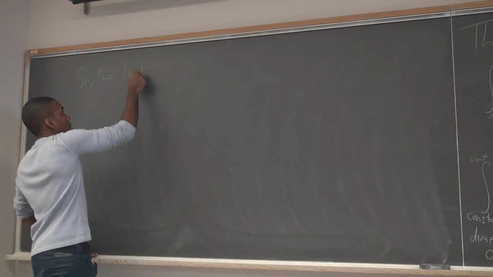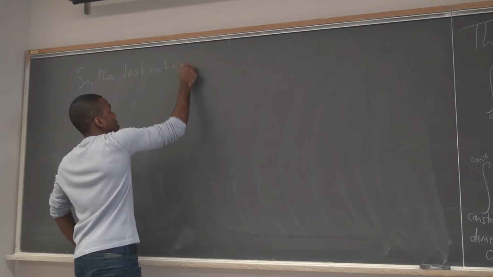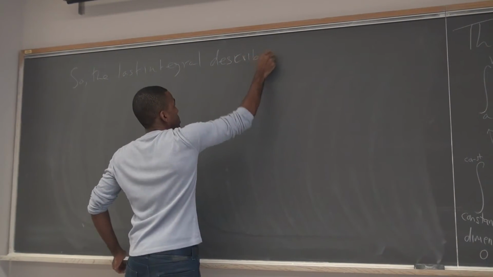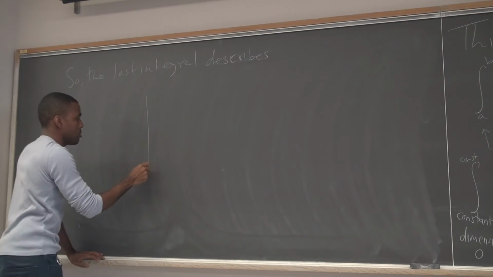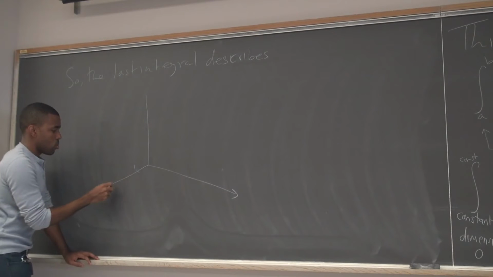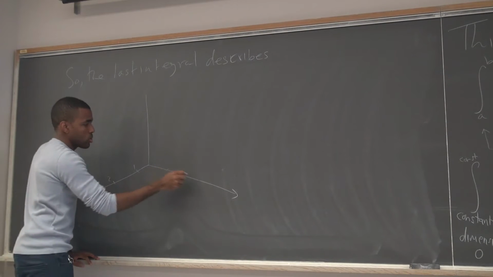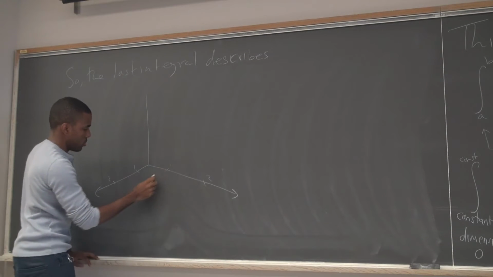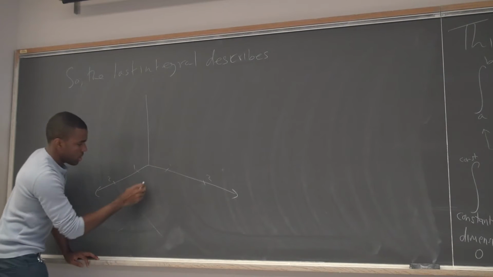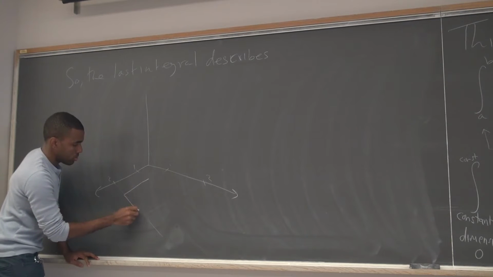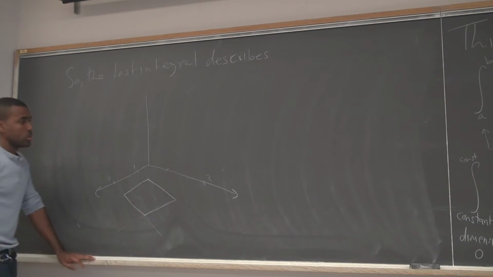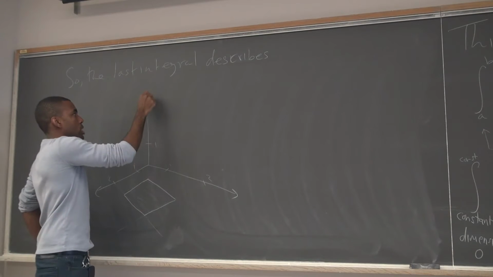So the last integral describes this region. Let's say I'm in xyz space, right? It means my x goes from 1 up to 2, my y goes from 1 up to 2, right? So when these intersect, they're going to form a rectangle. And then I'm going to let my z go between 1 and 2.